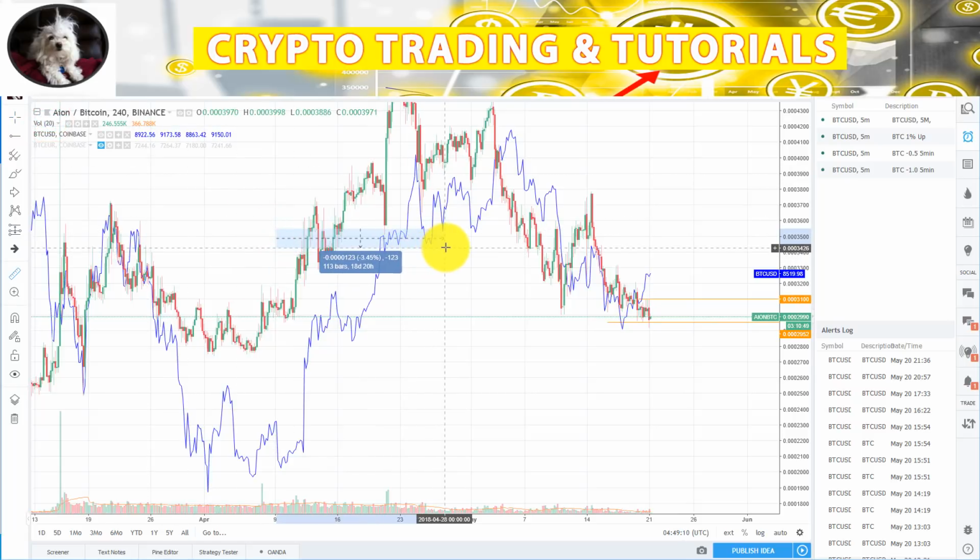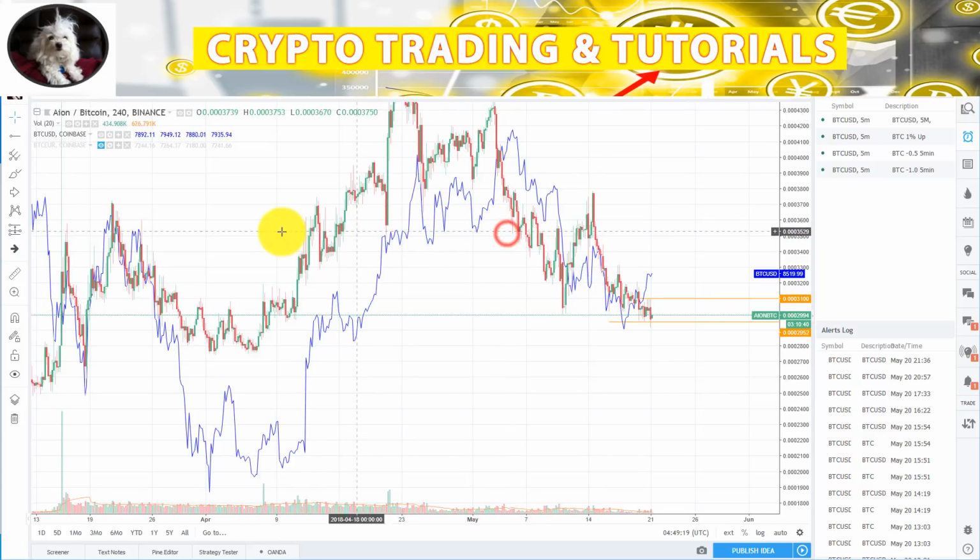It's not one fixed number, right? It's like a bungee cord. It's not a brick wall, okay? It's a range. So this range really acted as resistance, right? It acted as resistance at various points, but then it acted as support as it was retested, right? And then it was retested pretty hard here, right?